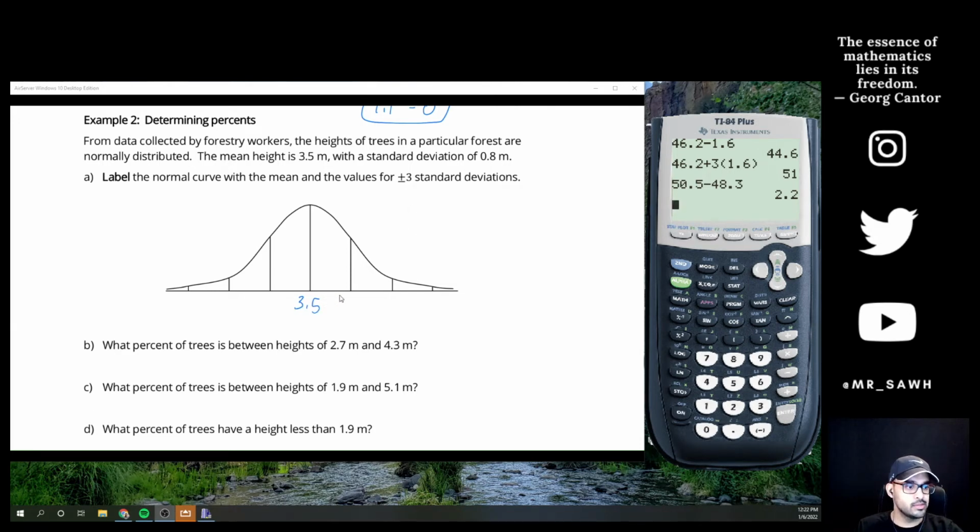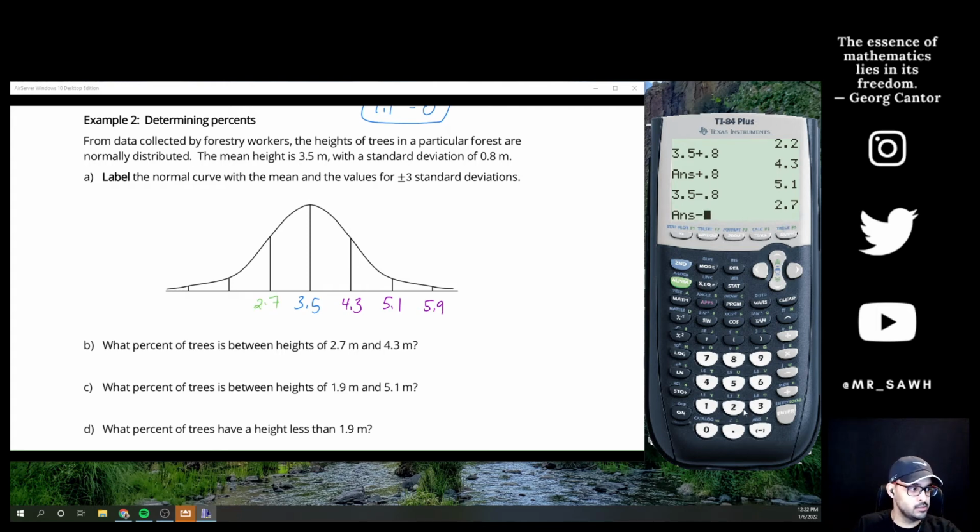And then I need the values that are above it. So 3.5 plus 0.8. 4.3 is the first value above that mean. Add it again. So add another 0.8 for my second deviation. That'll be 5.1. And one more time will get me all the way to a height of 5.9. Right, so roughly 6 meters. It's pretty tall for a tree. If I go backwards to get the values underneath that mean, so 3.5 minus 0.8, we'll get 2.7.